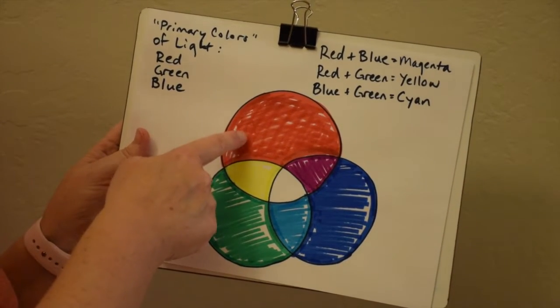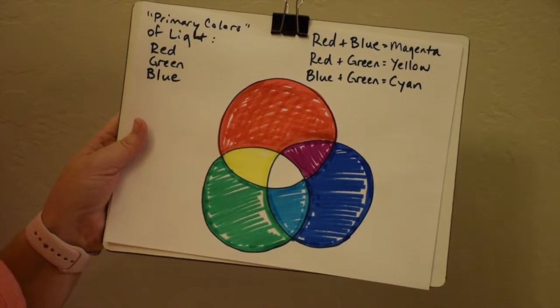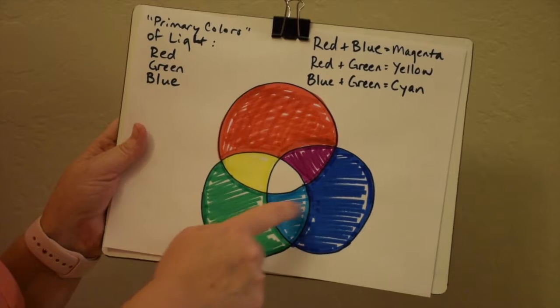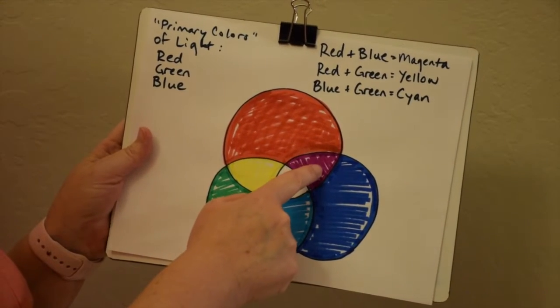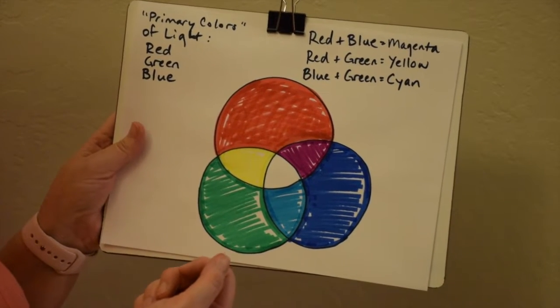When we combine the red and the green, we're going to get yellow, which just seems really weird. And that's actually the way it works. Then we have red and blue. When we combine them, we're going to get magenta, which kind of makes sense. It's kind of a purplish pink color.